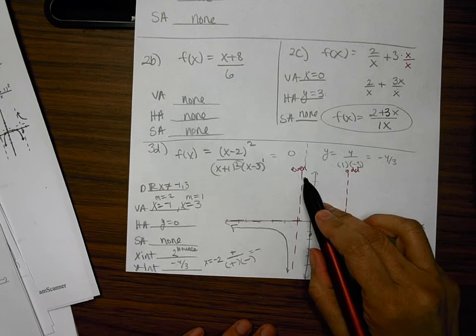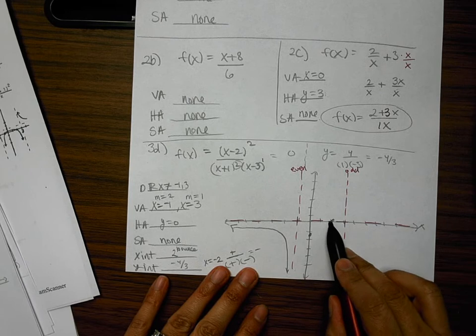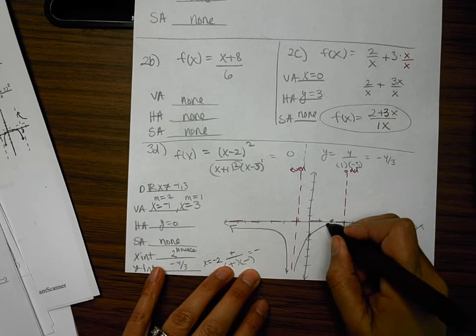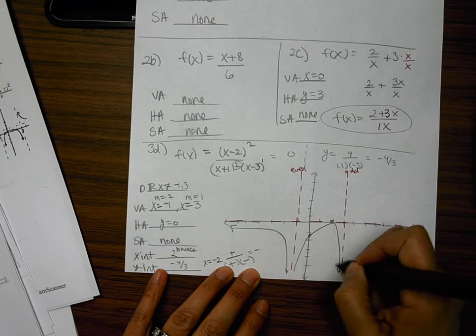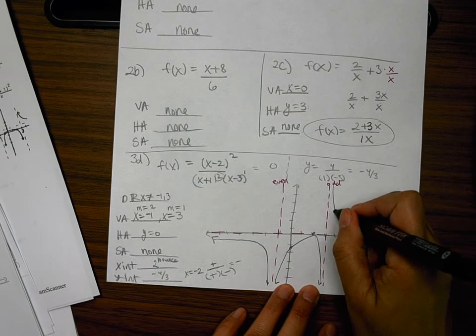Even means same direction, so I'm starting from down here. I'm going to hit that y-intercept, hit that x-intercept, and it is a bounce. I'm going to come back down. So I'm going to come up, bounce, come back down. And then odd is opposite direction, so I'm going to be coming from the top, approaching the asymptotes like so.